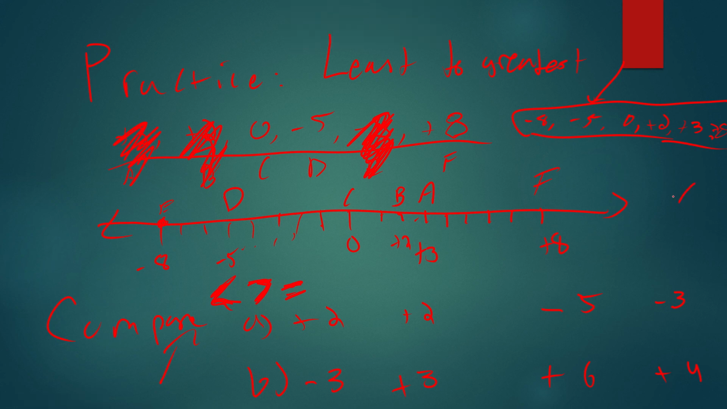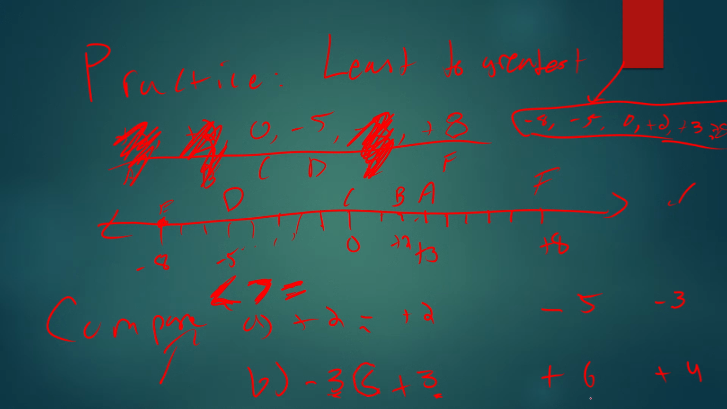Okay. So what you should have done is gone through these. You could have done these on a number line too. However, plus 2 and plus 2, technically those two are equal. They are not greater than, they're equal. The next one, negative 3 and plus 3. Now, they're the same number, but if you have a negative and a positive, what is greater than? It's always going to be positive 3, the positive in this case.